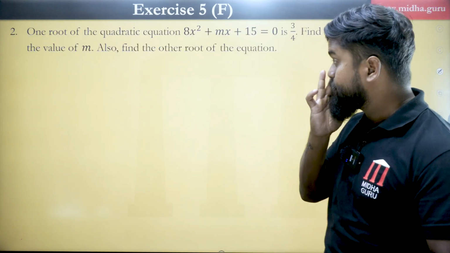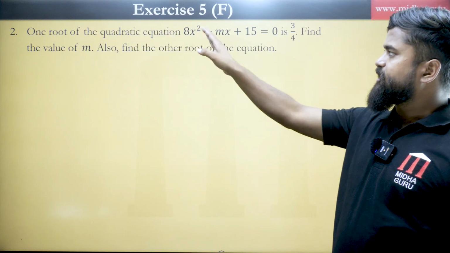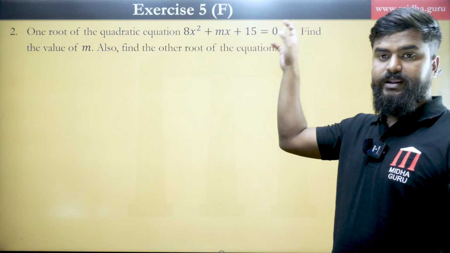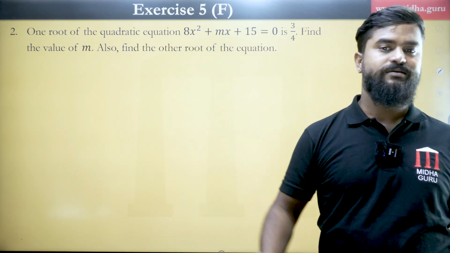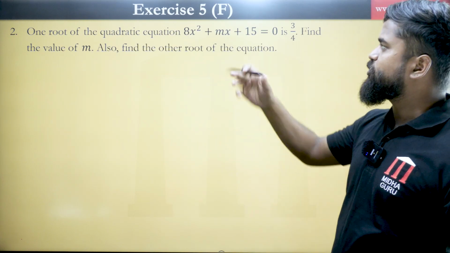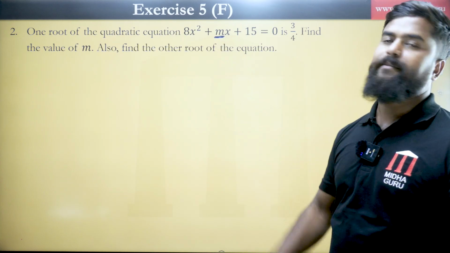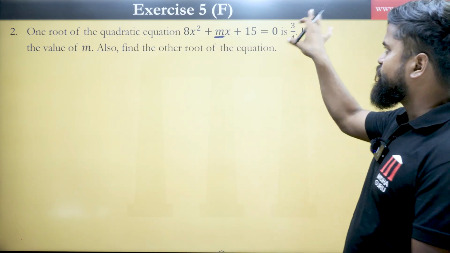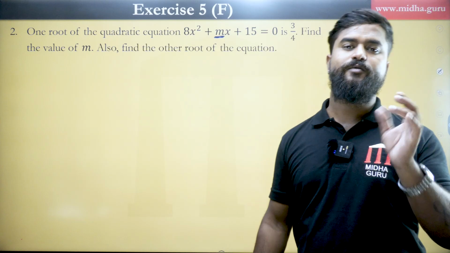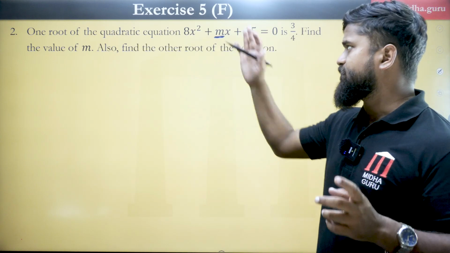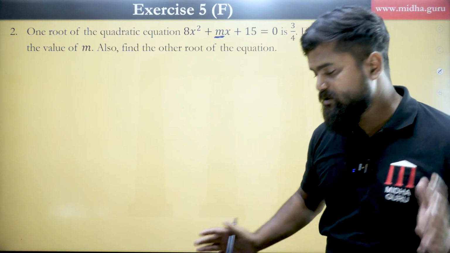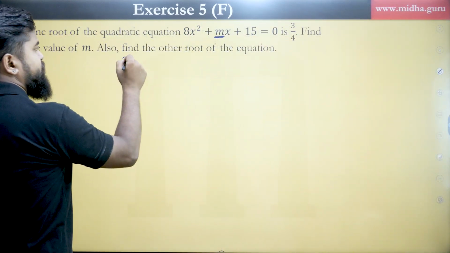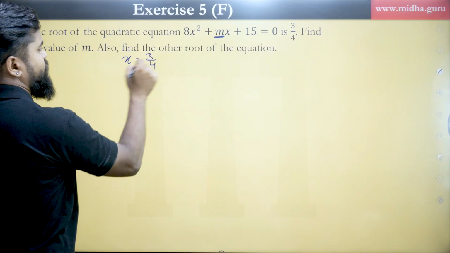So now the next question says that one root of the quadratic equation 8x square plus mx plus 15 is equal to 0 is 3 by 4. Find the value of m, also find the other root. So first things first, we are supposed to find the value of this variable m. It is given to us that one root is 3 by 4. By root or solution we mean some value that will satisfy this equation, which means if we put the value of 3 by 4, we will take it for granted that it is satisfied. So we will say x is equal to 3 by 4.